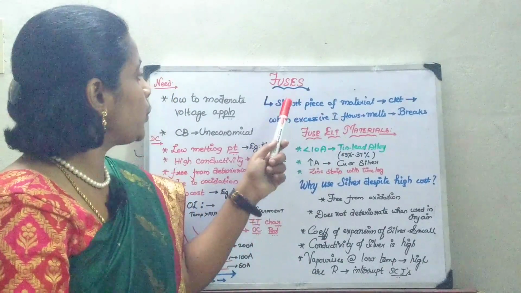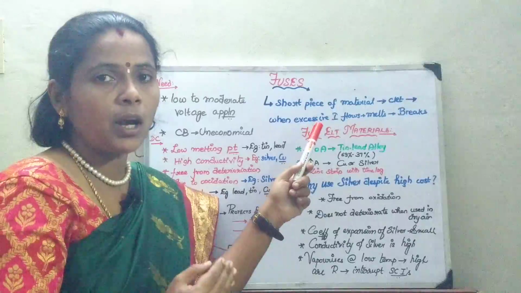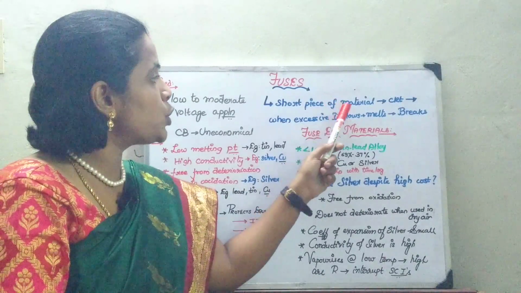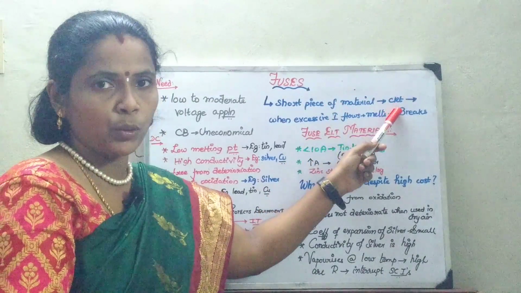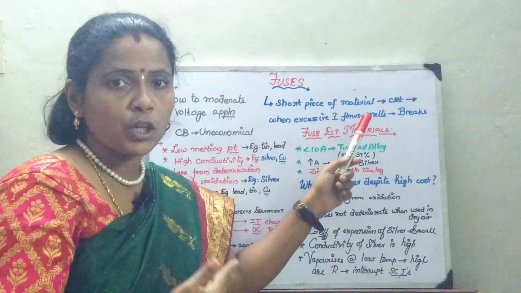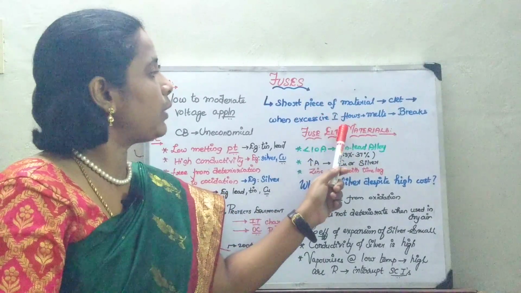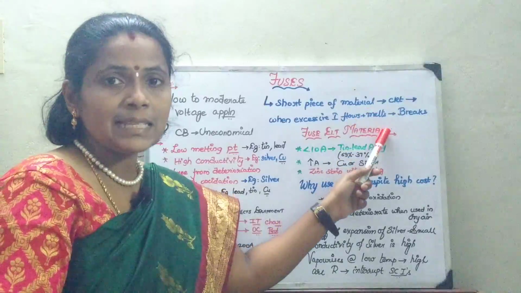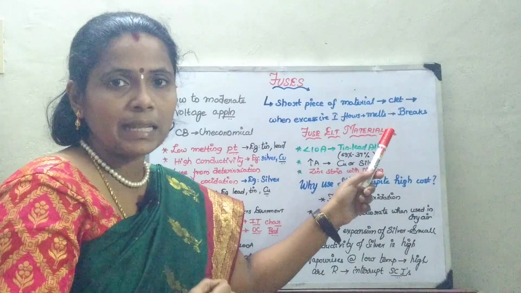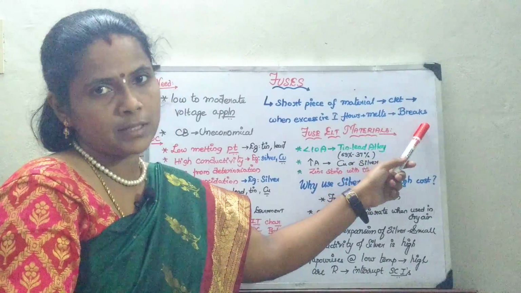So the fuse is a short piece of material which is inserted in a circuit. Whenever there is a short circuit and excessive current flows through, the fuse element melts and breaks the circuit.